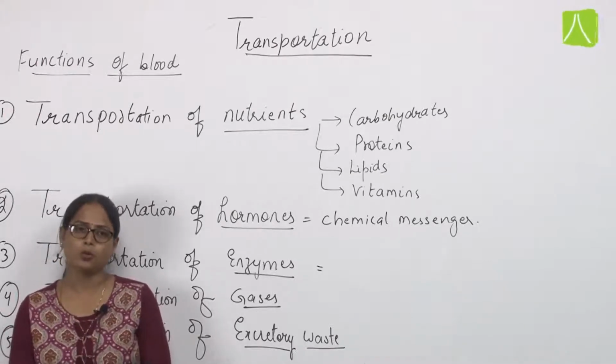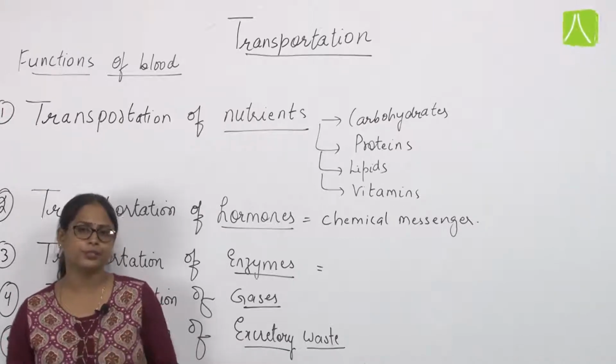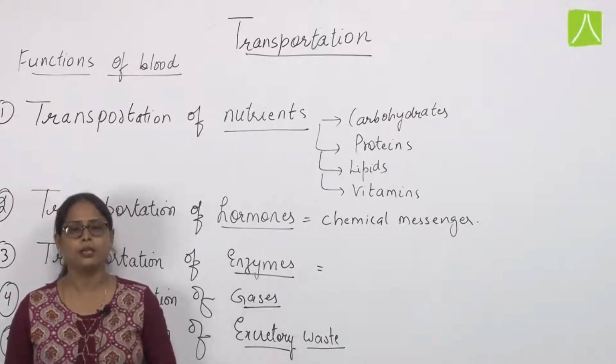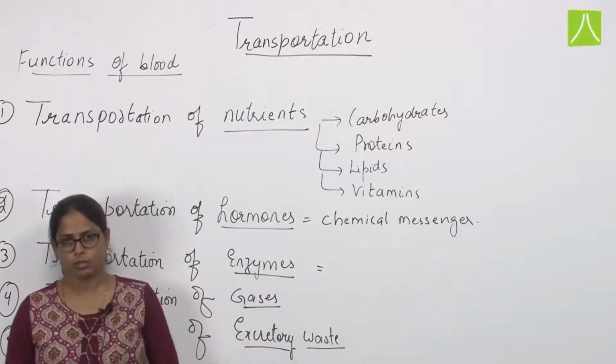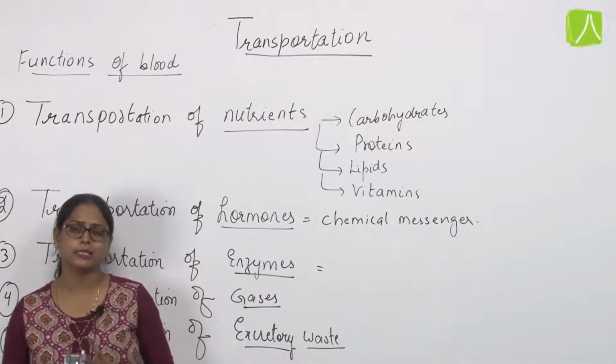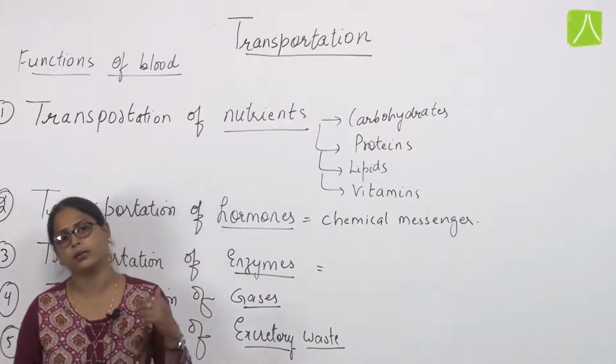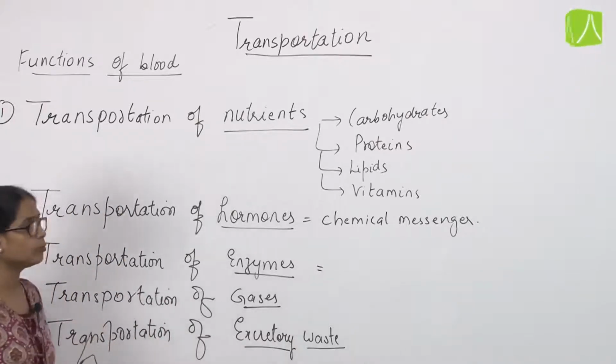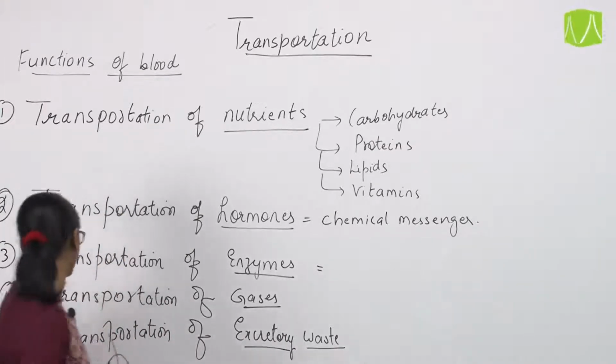So this blood is carrying all the excretory waste from all different body parts, and this blood transfers this metabolic waste to the kidney, where the blood is filtered and the metabolic waste gets separated from the blood and is released out in the form of urine. So in this manner it is also helping in removal of excretory waste from the body.